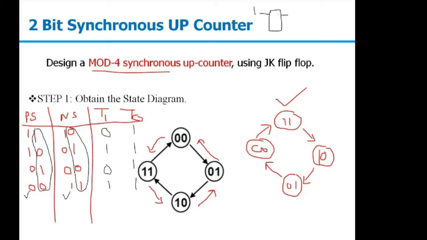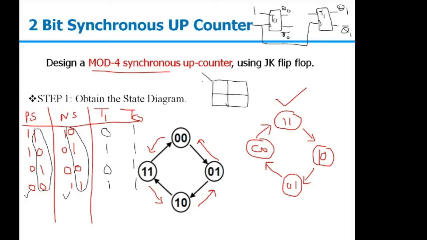So this is my T naught. This output is my Q naught. This is my Q naught bar. The next stage is my T1 and these outputs will be Q1 and Q1 bar. We will be using a single clock. We need to find the value of T1. For T1 you will solve a two variable K map. So this will be Q1 and Q naught.